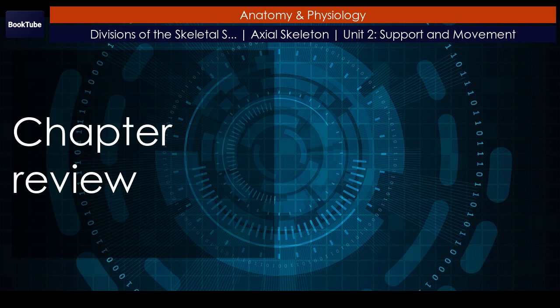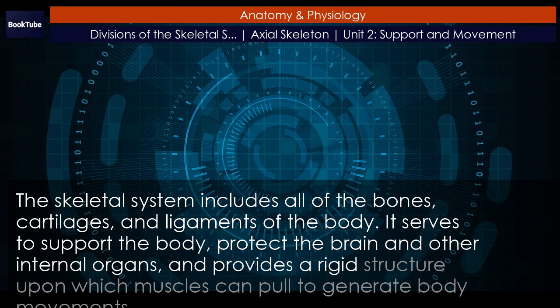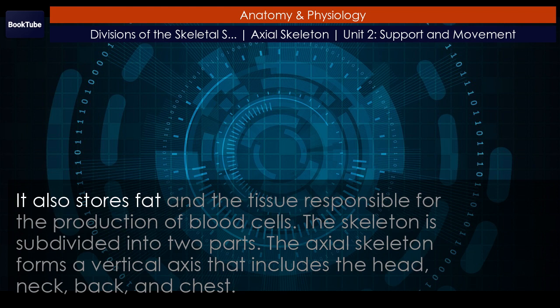Chapter review. The skeletal system includes all of the bones, cartilages, and ligaments of the body. It serves to support the body, protect the brain and other internal organs, and provides a rigid structure upon which muscles can pull to generate body movements. It also stores fat and the tissue responsible for the production of blood cells. The skeleton is subdivided into 2 parts.